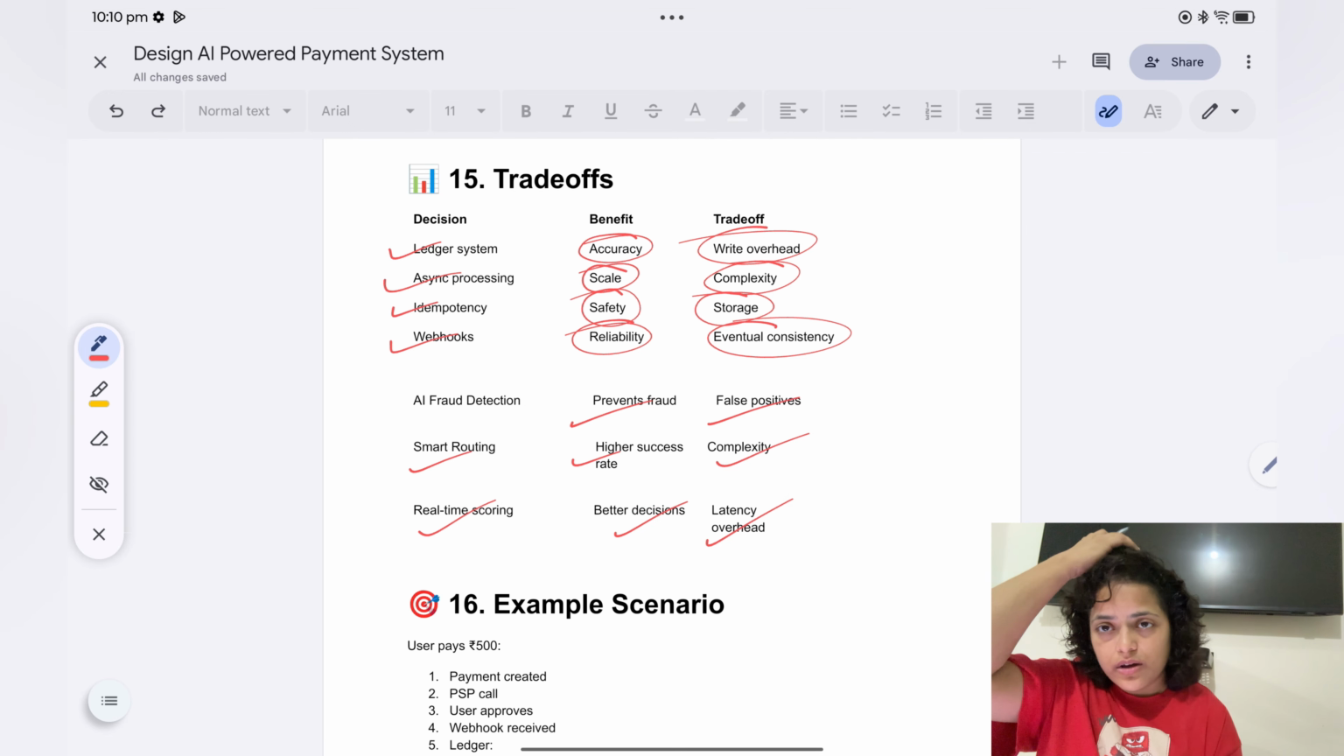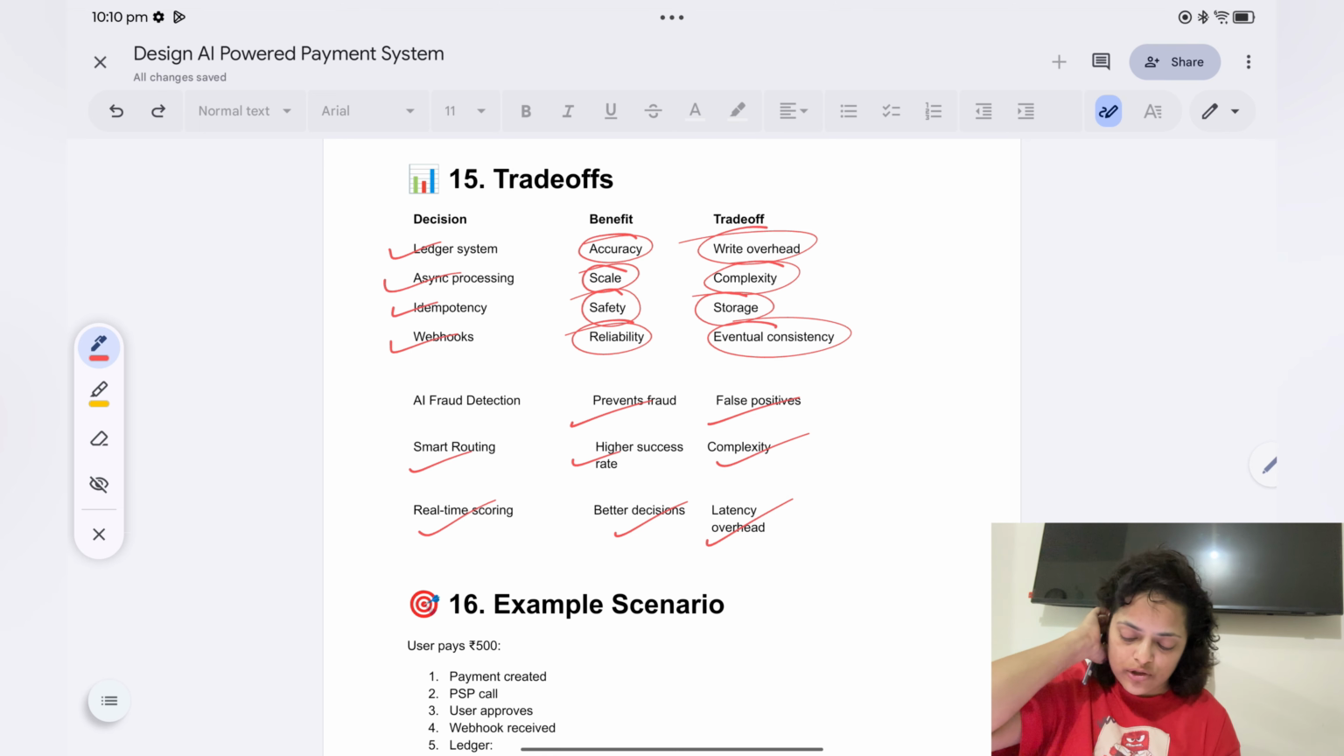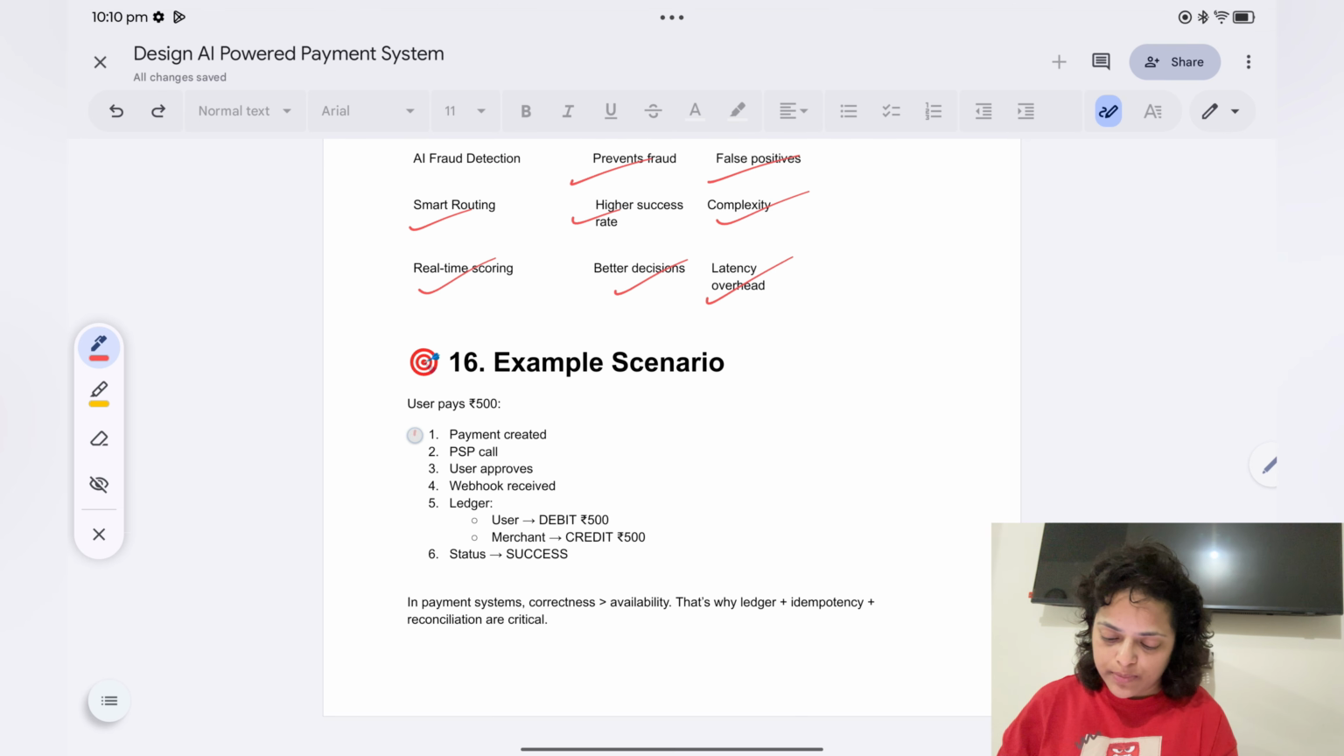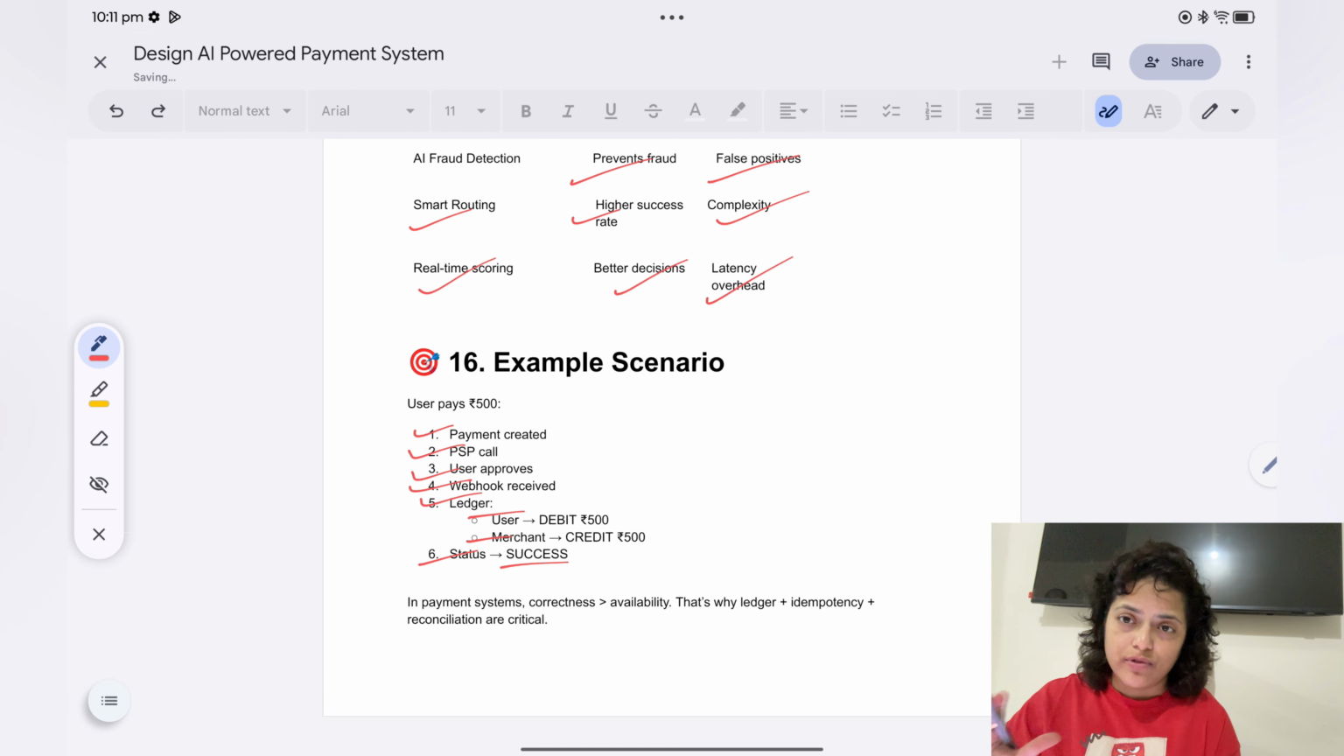Now let's talk about one example scenario. Let's say a user pays 500 rupees, so payment is created and the PSP is called. Now the user approves, the webhook is received, the ledger will record the user debit and merchant credit, and then the status will be successful. That's it. This is the normal flow of a payment service.